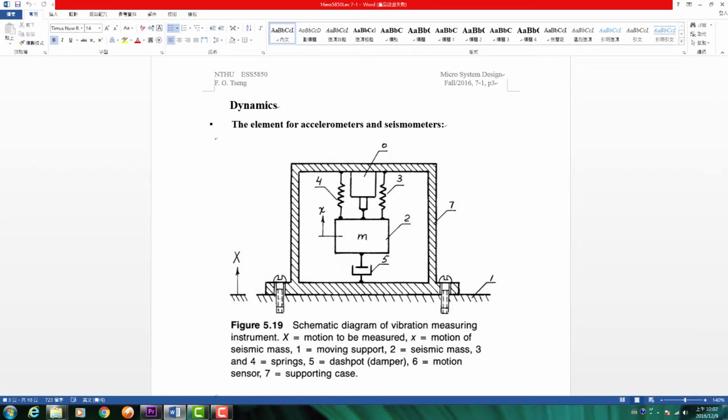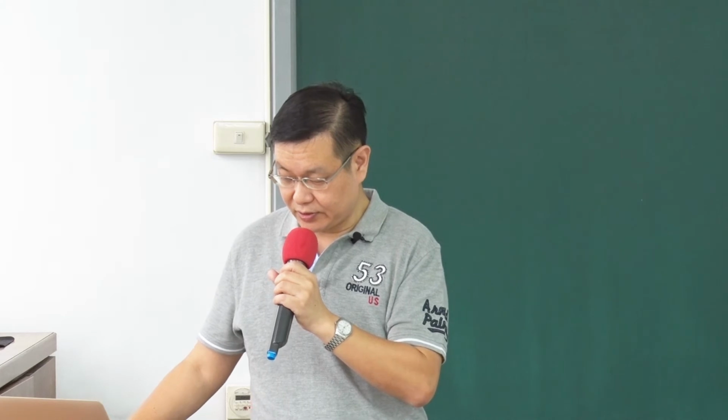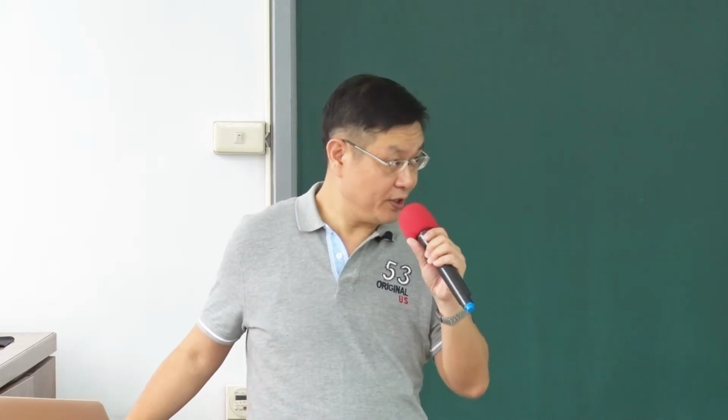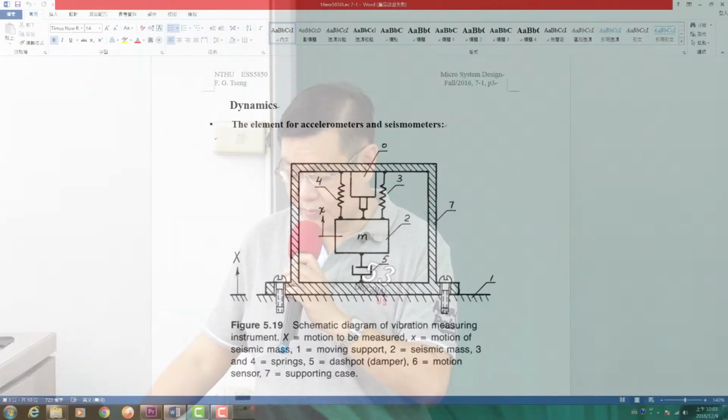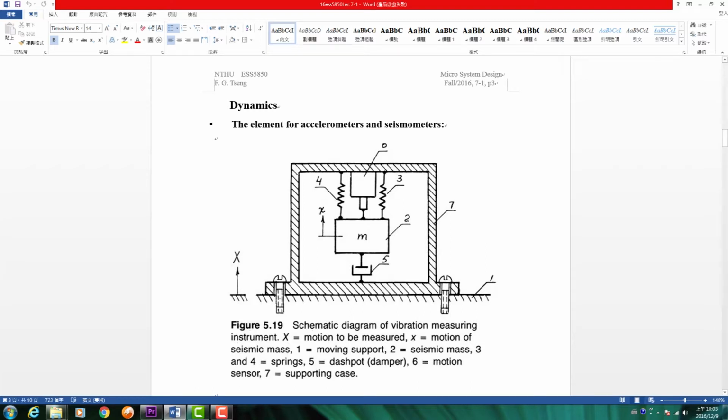Opposite direction. So when the mass feels acceleration, the distance between the large mass and the small mass will be different. For example, you move the large box upward, the small proof mass inside will go downward. So the distance between the small mass and the large case will change. In this case, the spring here will extend and become longer, and the damper here will feel some force pressing onto it. So the distance change can be measured by the sensor here.